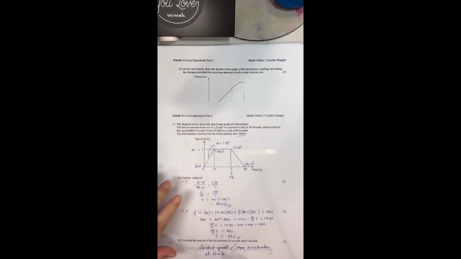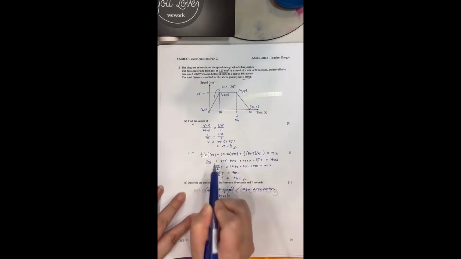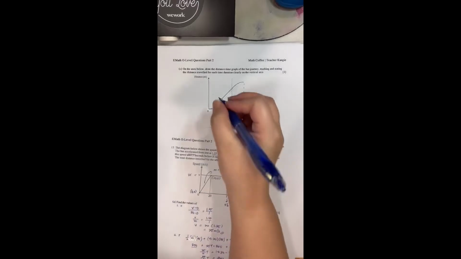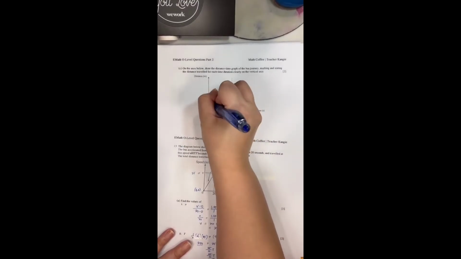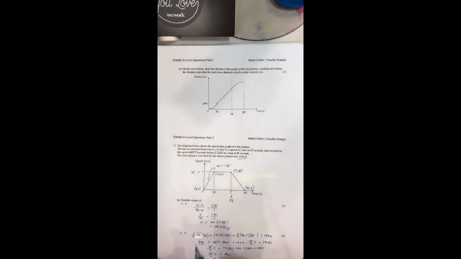Okay, so now back to here. Just now I find my first part, my distance was 250. So that means this one you dot over. This is actually 250.